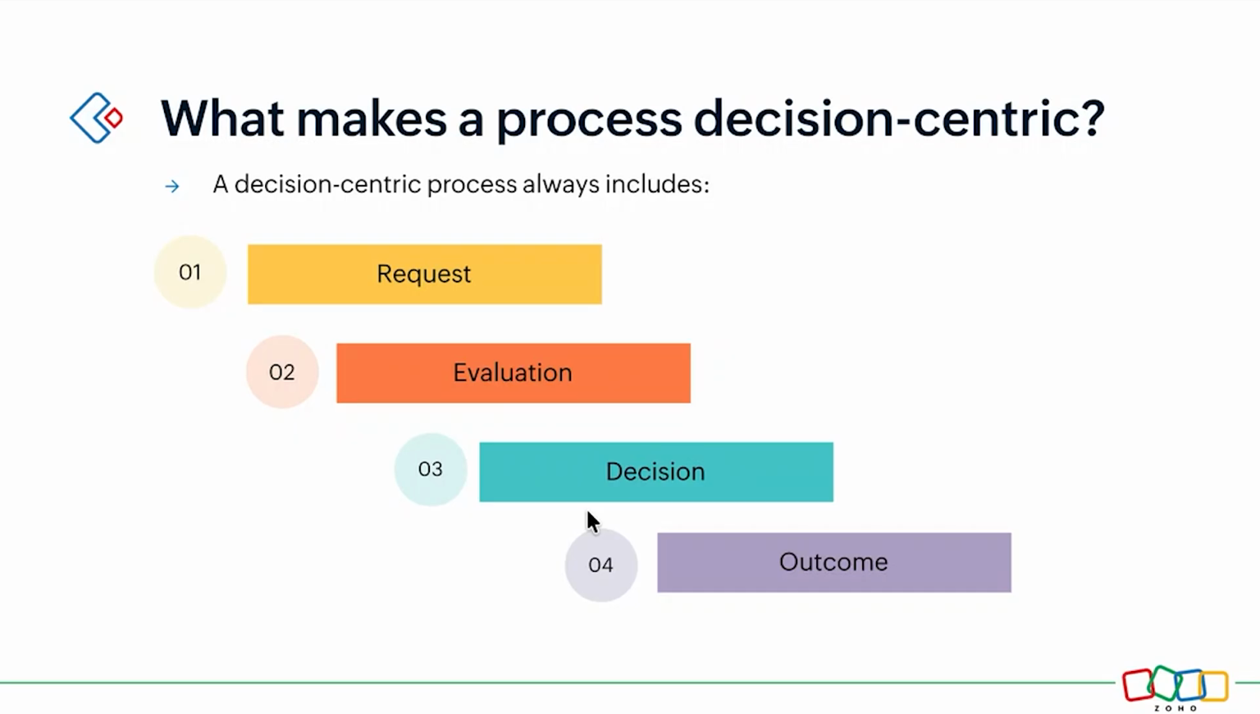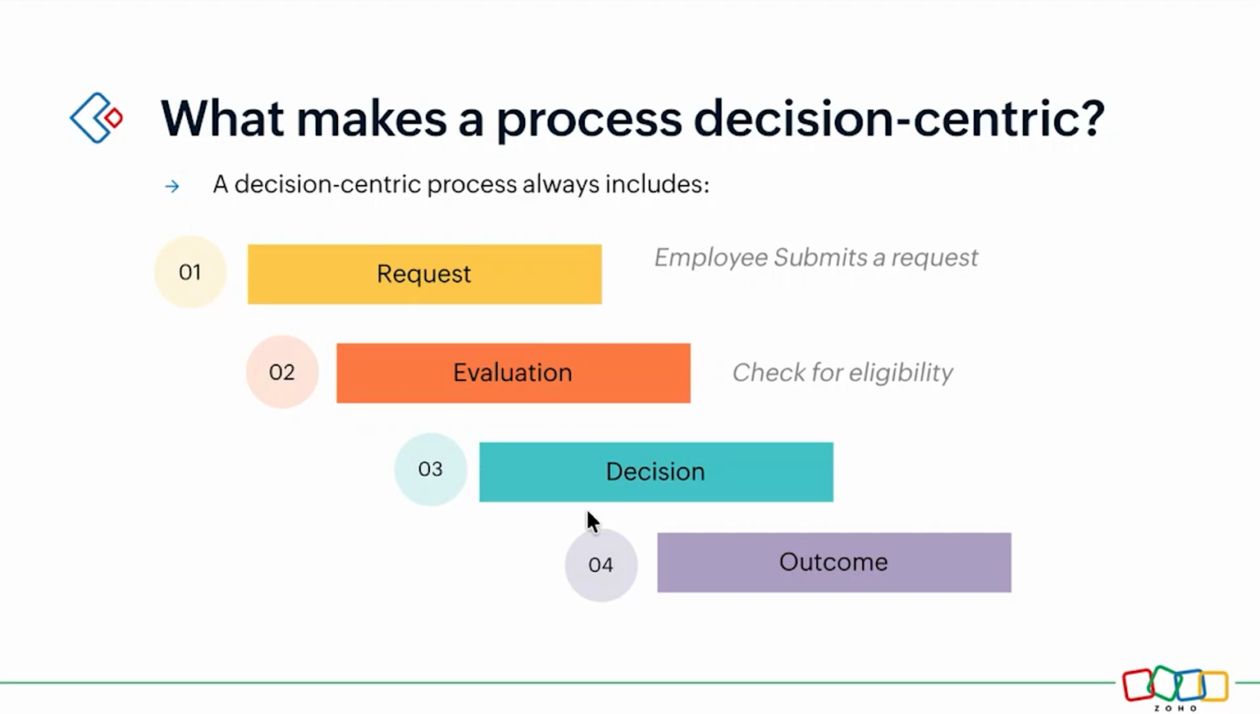To have a clear picture, let me give a scenario. Let's take a simple employee asset request as an example. Whenever an employee submits an asset request, like requesting a laptop or a mobile phone, this decision-centric business process will be triggered. Once the request is submitted, it goes into evaluation, where the eligibility of the employee and the budget provided for the employee are taken into consideration.